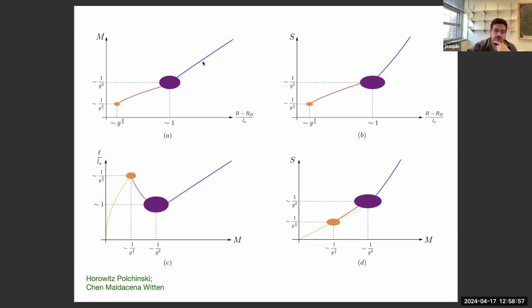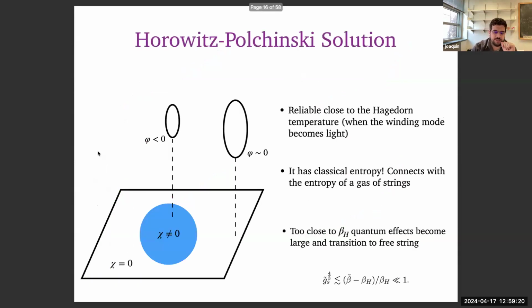So this blue curve is the black hole solution. Then there is this transition to the red curve that is the Horowitz-Polchinski solution. And then at some point, this blob indicates the transition to this free string at very small masses. The entropy has a similar behavior, and the length. This length is the size of the solution. So in the black hole it is the size of the event horizon, and in the Horowitz-Polchinski solution it is the size of the condensate.